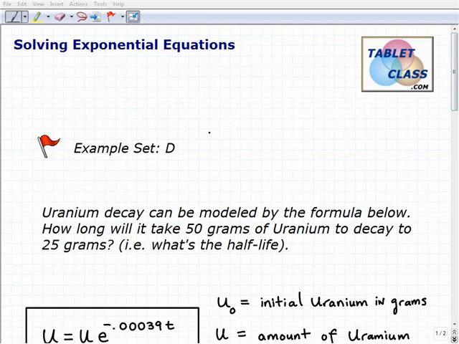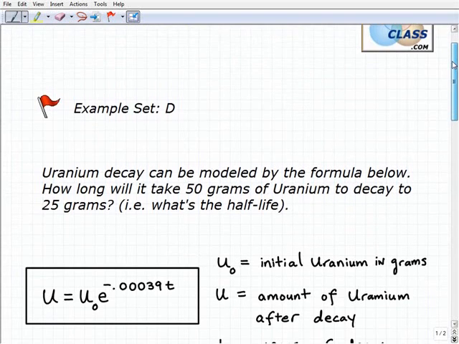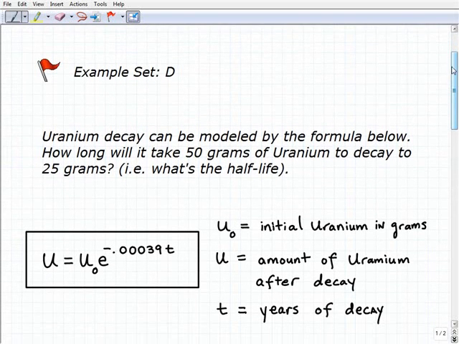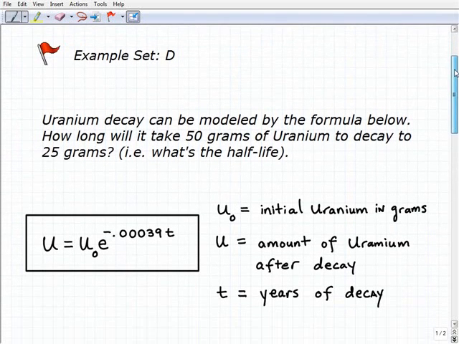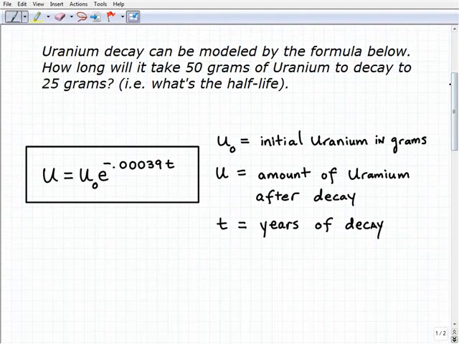This is our fourth example, set D, and I hope you had a chance to watch the lesson and practice the previous example sets. Once again, we're going to be looking at a word problem where we have to solve an exponential equation. I actually think these are pretty fun, but that's just me. So let's read the problem.